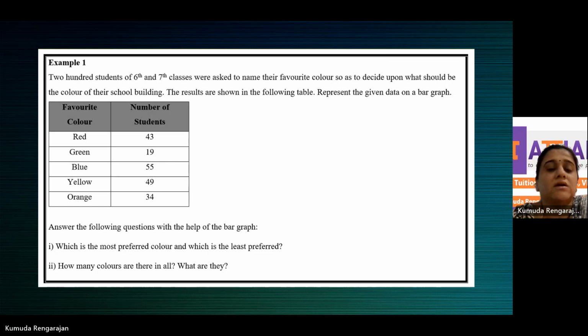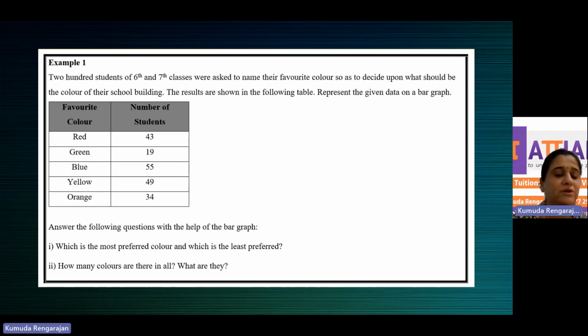Okay. So the management wants to know the favorite color of the majority of the students, and whichever is the favorite color of the majority, the management wishes to paint the school building with that color. The results are shown in the following table. Represent the given data on a bar graph.